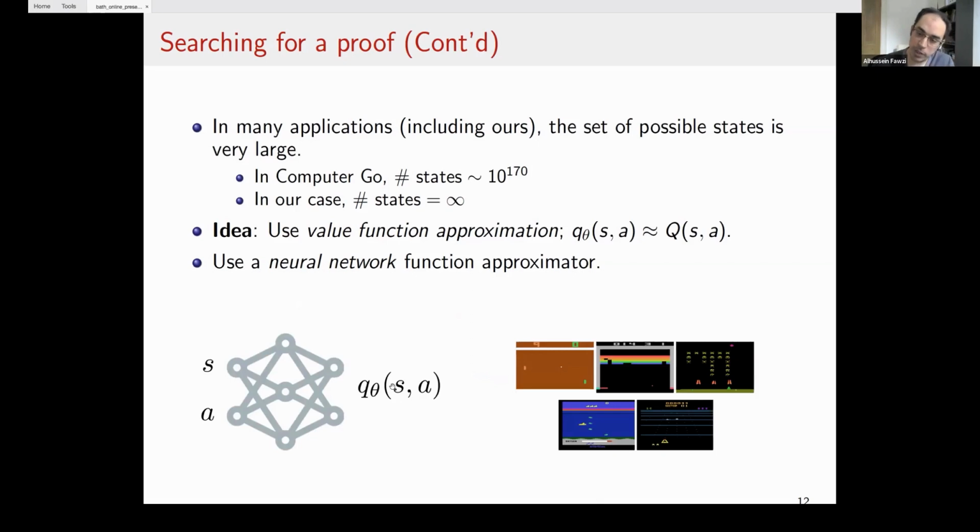To give you some grounding in games, in Atari for example, the state would correspond to the pixel space of the game, and the action would correspond to go right, go left, go up, go down, for example. The number of actions is much larger than this, and also the number of states is much larger.